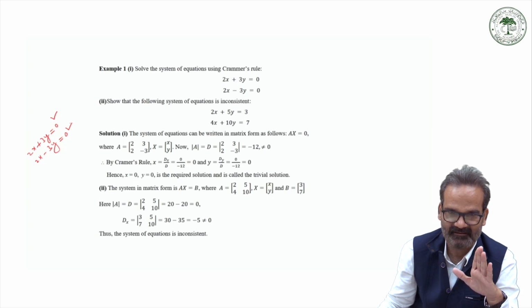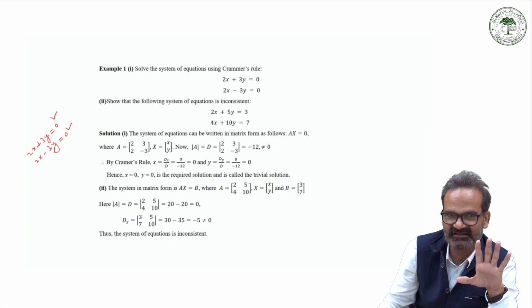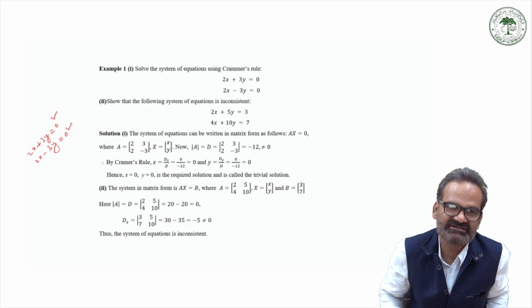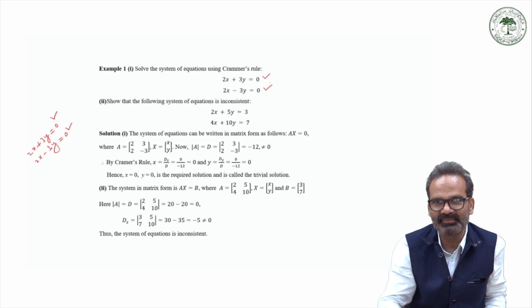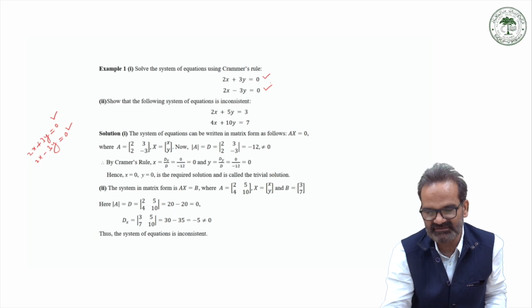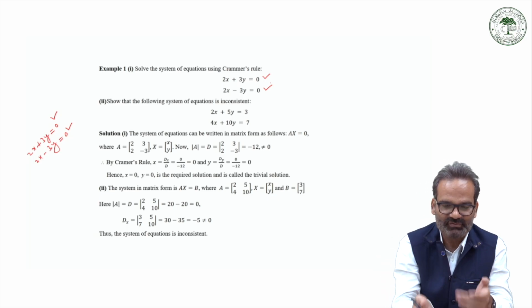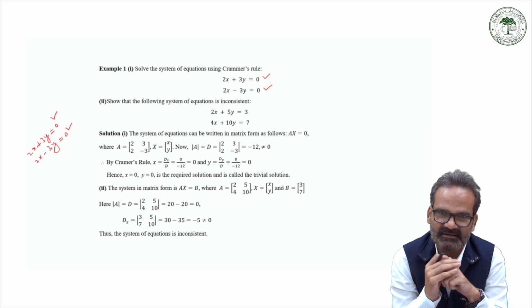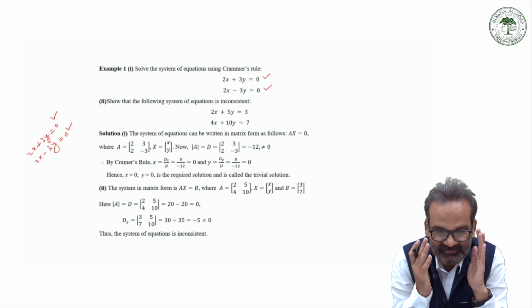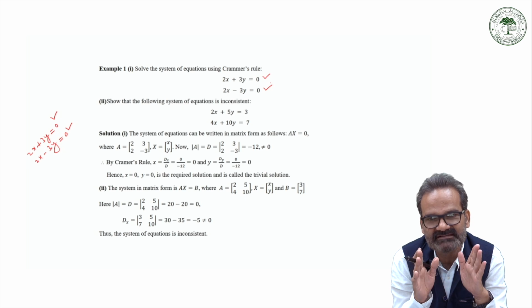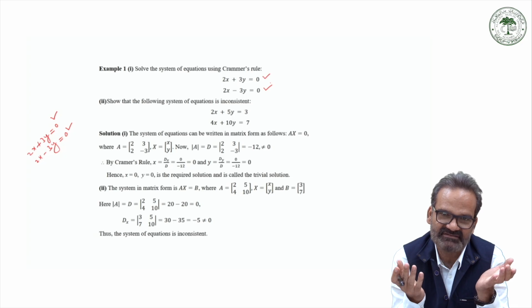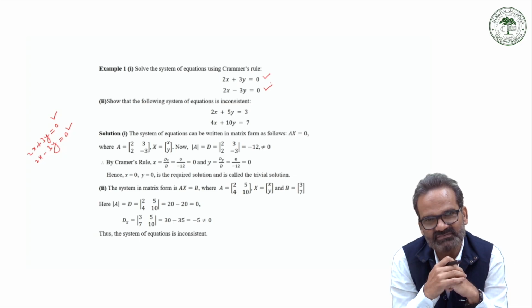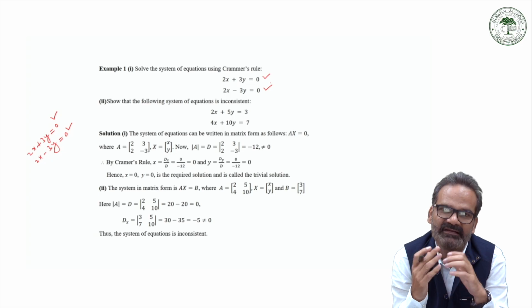Clear? So before proceeding to the solution, check whether the system is homogeneous or non-homogeneous, because we have different conditions for both. Here the right hand side is identically 0. Therefore this system is homogeneous. Now we have to find the solution of this system, and we know that a system of homogeneous equations is always consistent. Always consistent means it will have either a trivial solution, that is x is equal to 0 and y is equal to 0, or it will have infinitely many solutions.